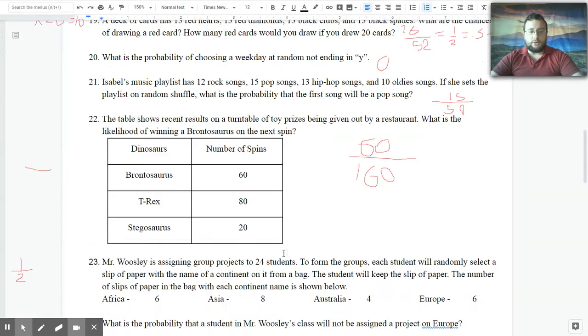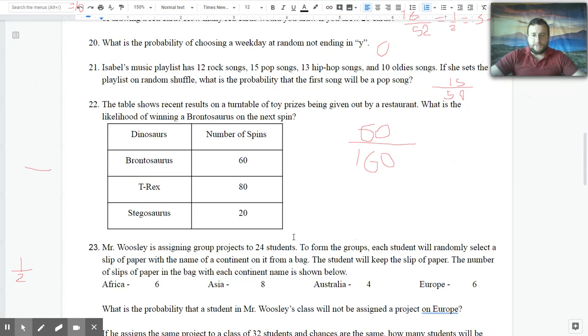All right, let's do 23. So lots of practice here. We're going to try to get you good at this. So there's 24 students, and he's assigning a group project. Africa gets 6, Asia gets 8, Australia gets 4, and Europe gets 6. Now he's going to do the same thing to another class, and he was going to ask a question. What is the probability that Miss Woolsey's class will not be assigned a project on Europe?